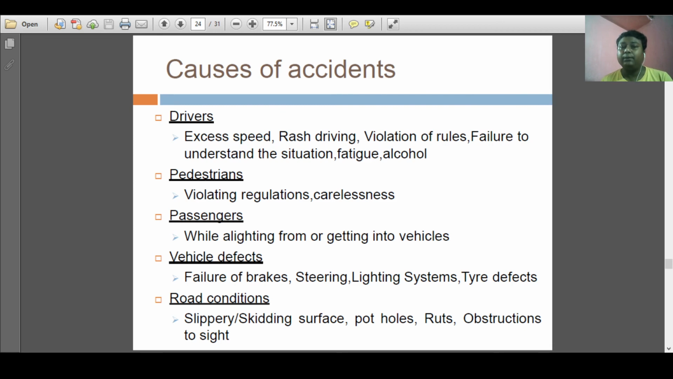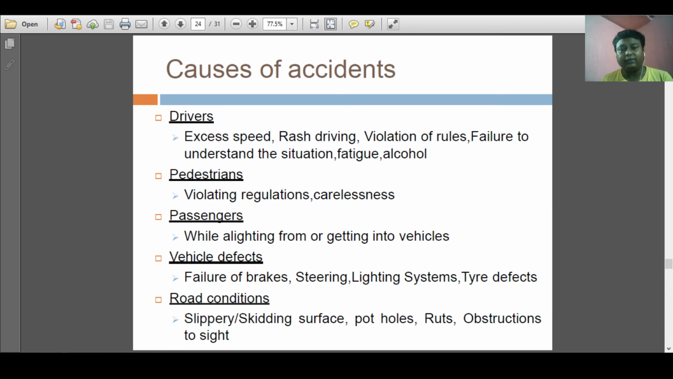Next is the pedestrian, violating regulations and carelessness. Suppose there is green time for the vehicle but red time for the pedestrian, but still the pedestrian wants to cross the road, then an accident may occur. Then the passenger, while alighting from or getting into the vehicles, due to irresponsibility or casualness, an accident may take place.